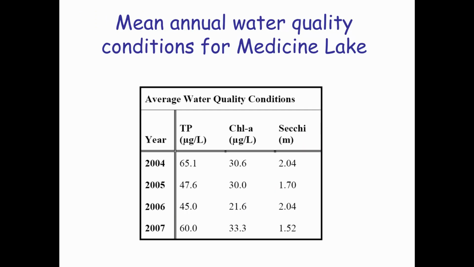All right, so here shows the mean water quality conditions for Medicine Lake for those 4 years, 2004 through 2007. Highest total phosphorus was in 2004. Second highest was in 2007, and lowest was in 2006. 2006 conditions were used for calibration of the BATHTUB model, and I'll explain the reason for that selection of 2006 as we go through this.